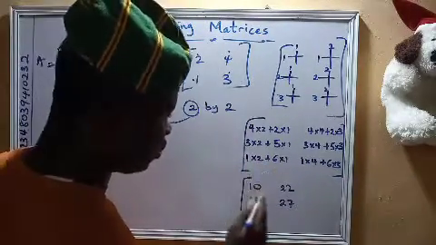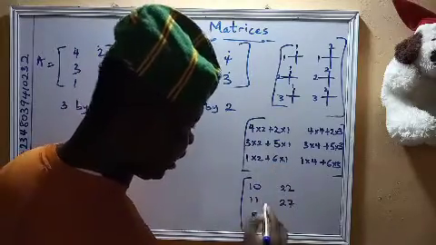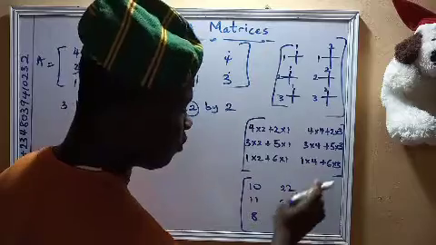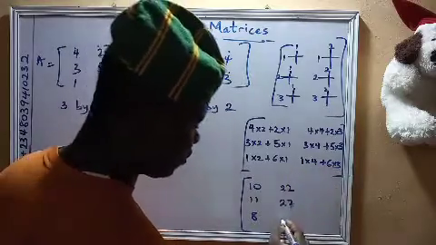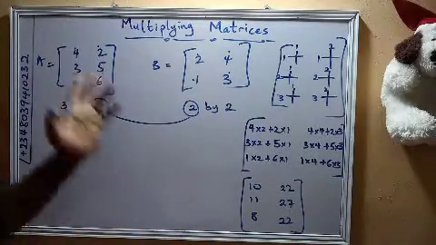1 times 2 is 2. 6 times 1 is 6. So we have 8. And 1 times 4 is 4. 6 times 3 is 18. 18 plus 4 is 22. So that's the matrix from multiplying this and this.